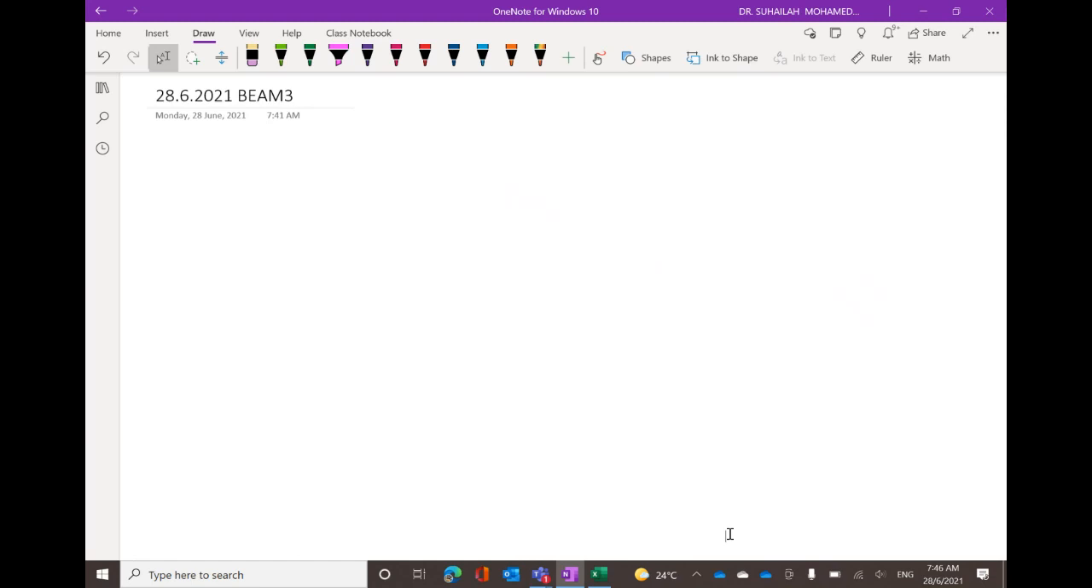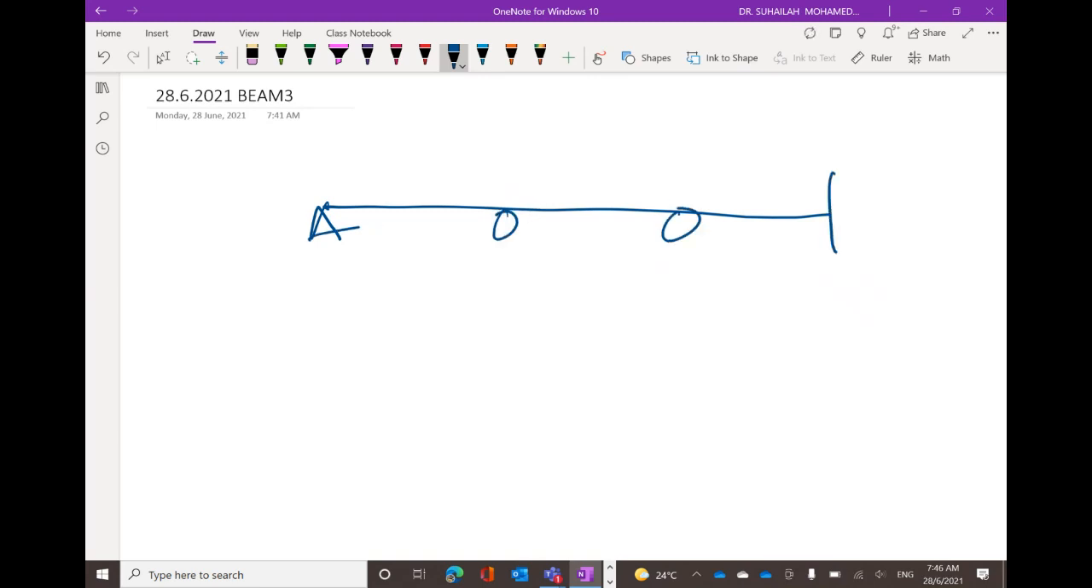Okay, let's consider this beam. We have pin, roller, roller, fix. So we have A, B, C and D. B to C has a uniformly distributed load. A to B has a point load.